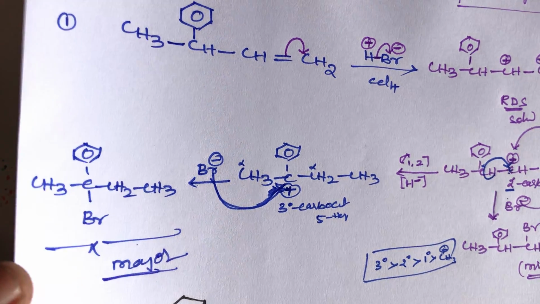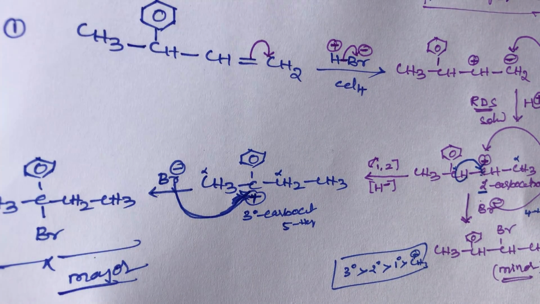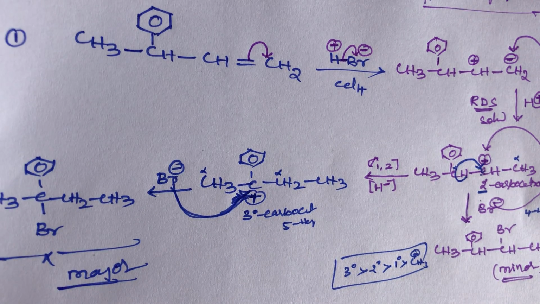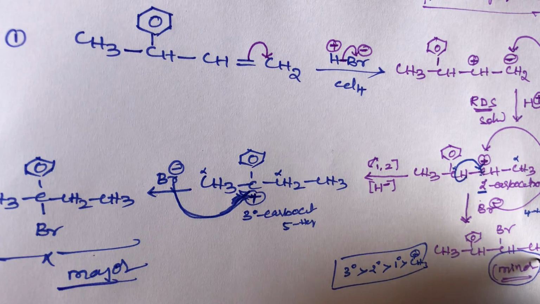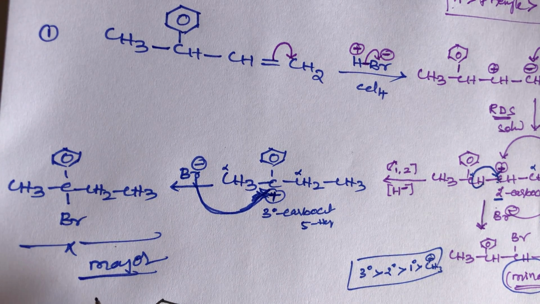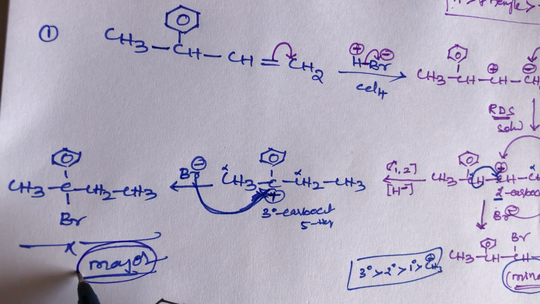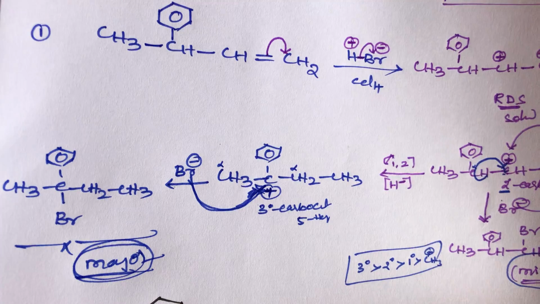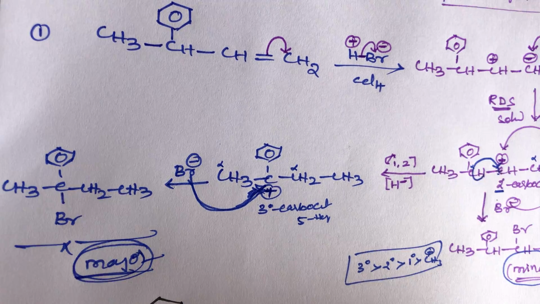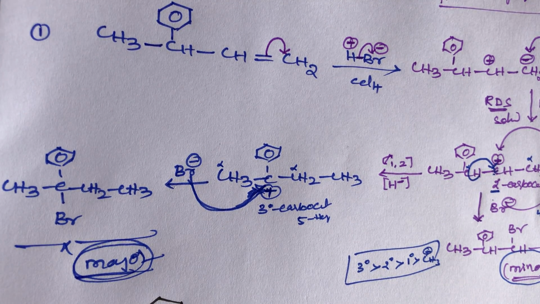In this electrophilic addition reaction, two types of product will be produced: one is a minor product, another one is a major product. Minor and major products depend on stability. Stability depends on the number of hyperconjugates. This is the electrophilic addition with hydride shifting. This is very important for NEET and other competitive exams also, student.